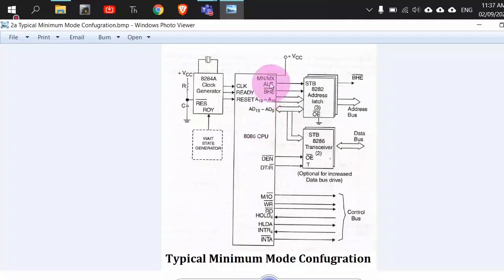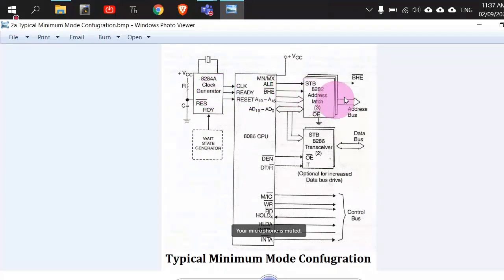We also saw the typical minimum mode configuration in which you had this 8086 microprocessor, and together with that, this clock generator is attached. And here you saw there are two different sets of ICs. The first IC is for latching the addresses, and the second IC is an optional set of IC which is used for keeping the data from the data bus or from the external world such that the data can be transferred. So this is called a transceiver IC, right?